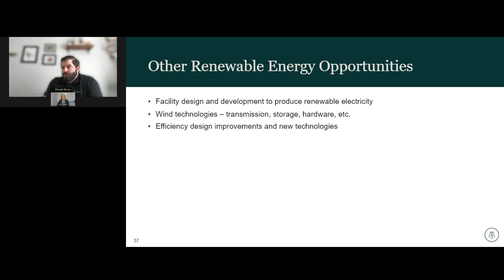Wind technologies as well, whether it be transmission, storage, and hardware, and also just the overall efficiency of all these renewables. And there's a lot going on in the battery space to get batteries to a more efficient threshold, to last longer and to be more useful within the marketplace.